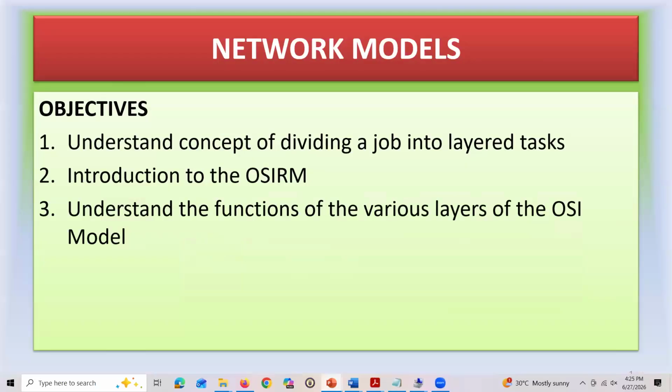Now, for the purpose of evidence, those of you who are there, kindly jot these objectives down to serve as a record for our lesson for today. Network models. We'll look at the two models that we have, the OSI and the TCP/IP. So kindly write them down and then let's continue.